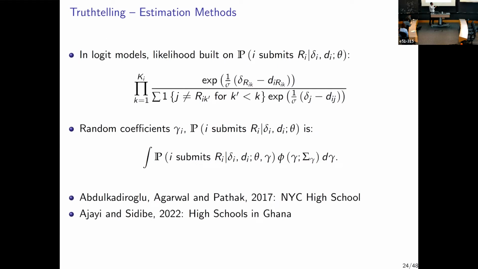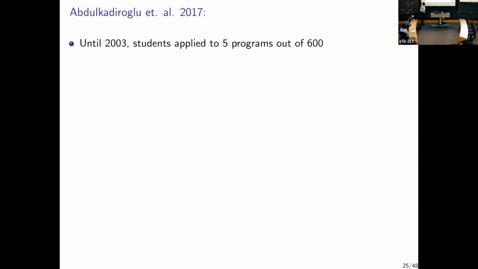One is a paper by Atila Abdulkadiroglu, Agarwal, and Parag Pathak, where they look at the New York City high school allocation system. And the other one is by Ajayi and Sidibe, who look at high schools in Ghana. I'm going to talk about the New York City paper, just to give you an idea of the kind of things that people have done.